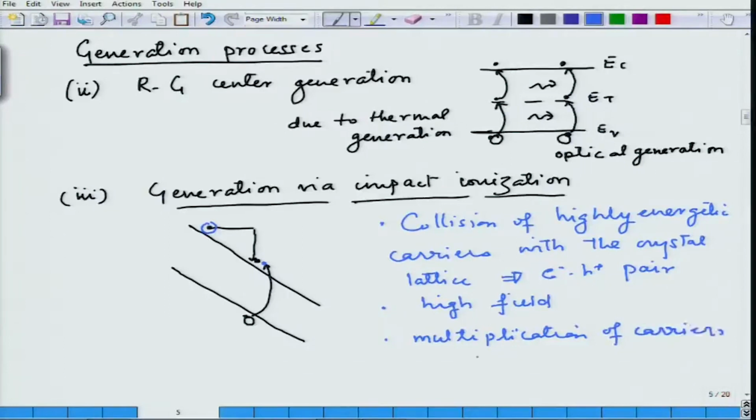And this is what leads to what is called an avalanche breakdown, which we will see later in devices. Basically, a single carrier is generating multiple carriers, and those multiple carriers then generate more carriers, thereby you suddenly have a high leakage current and the device fails. So, this process of generation via impact ionization is important from that point of view.